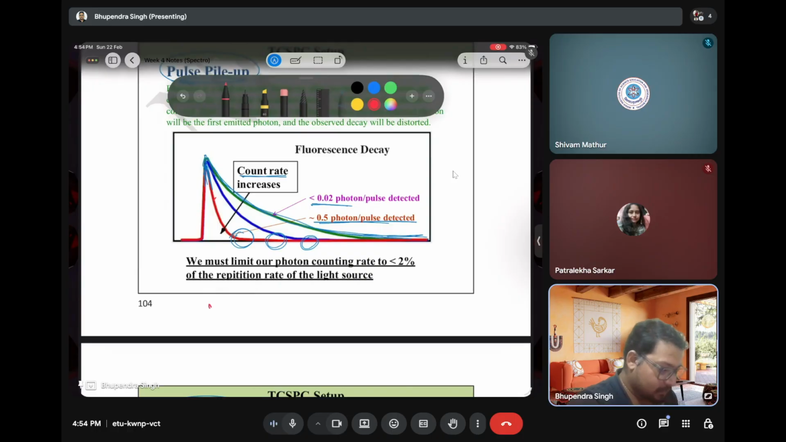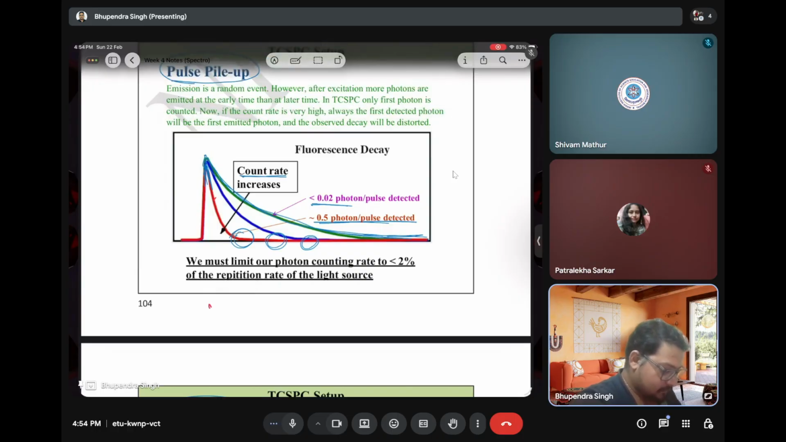The count rate should be less than 2%, 0.02 photon per pulse detected. So we have to limit our photon counting rate to less than 2% of the repetition rate of the light source.